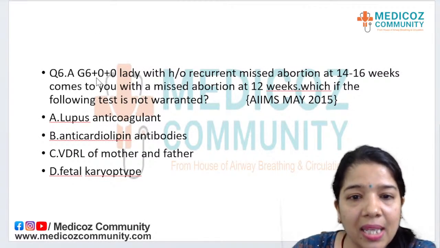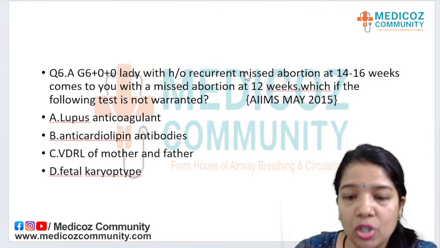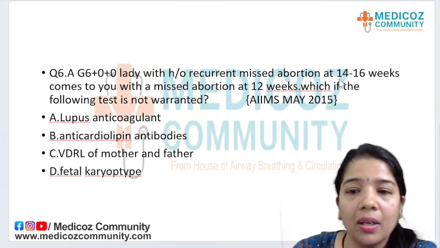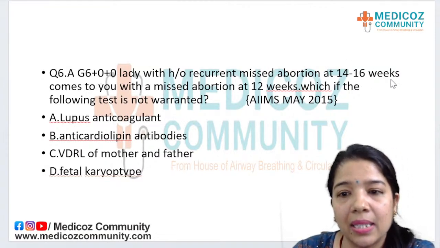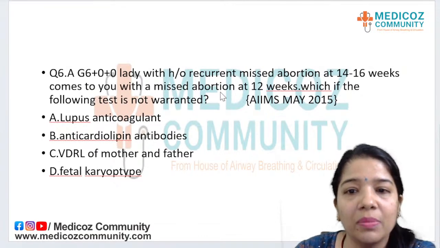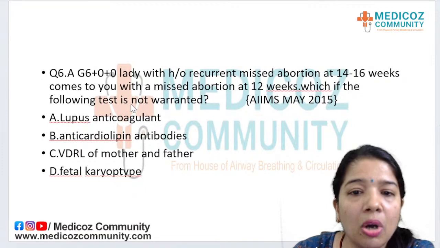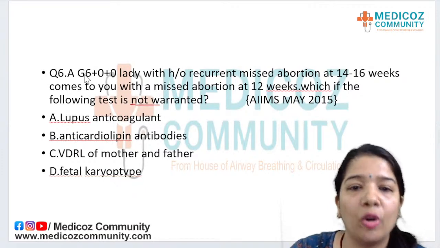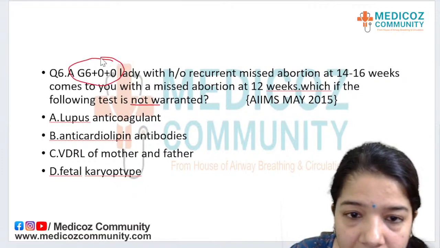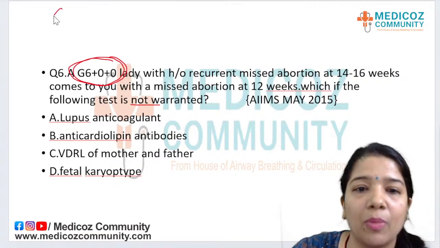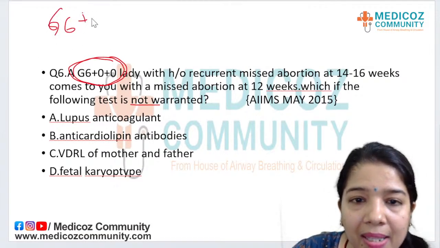Now there's a G6 plus 0 lady with history of recurrent missed abortions at 14 to 16 weeks comes to you with missed abortion at 12 weeks. Which of the following is not warranted? तो फर्स्ट ऑफ ऑल आई होप यू अंडरस्टैंड ऑल व्हाट इज़ दिस, ये क्या लिखा होता है उसको समझना बहुत ज़रूरी है. G6 plus 0.